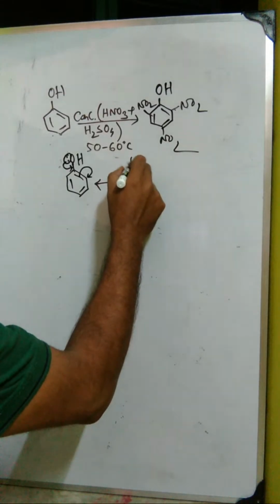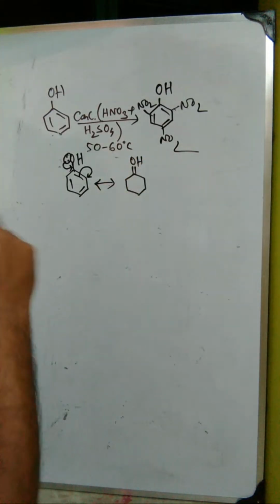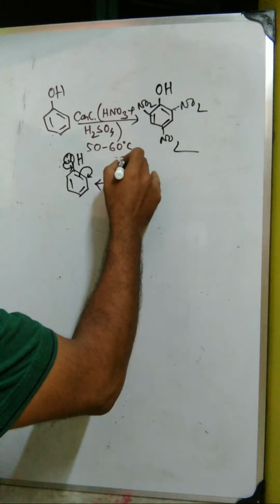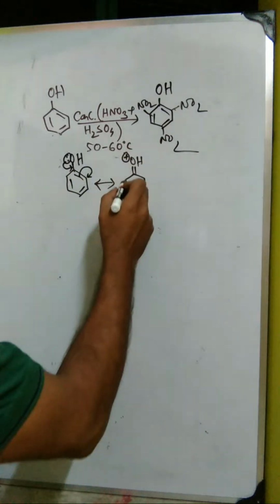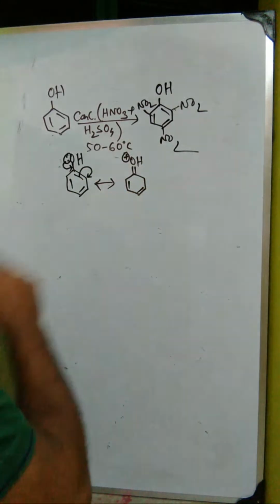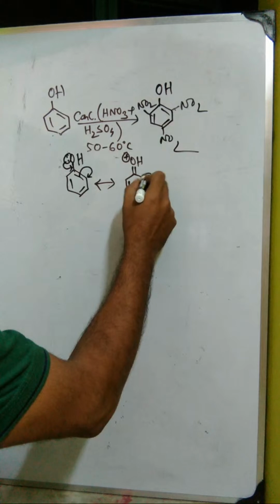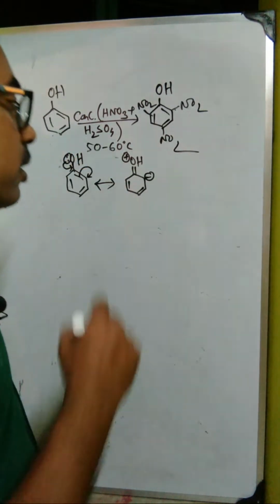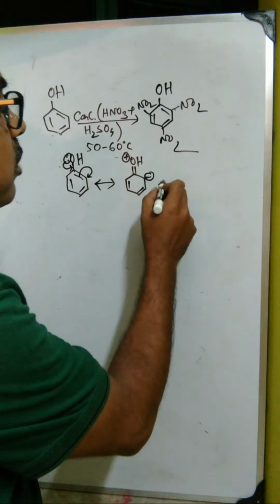Here a double bond is formed with OH. Oxygen is losing the lone pair of electrons to this carbon, so oxygen will have a positive charge. These two pi bonds remain intact, and the pi bond shifts here as a negative charge. So this one is the resonating structure of phenol. What will be the next resonating structure?